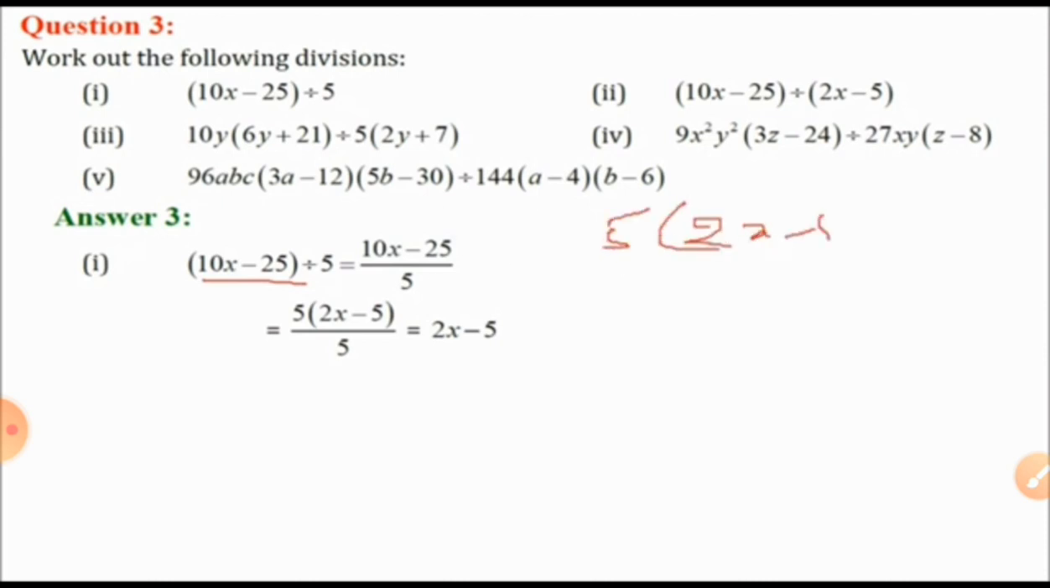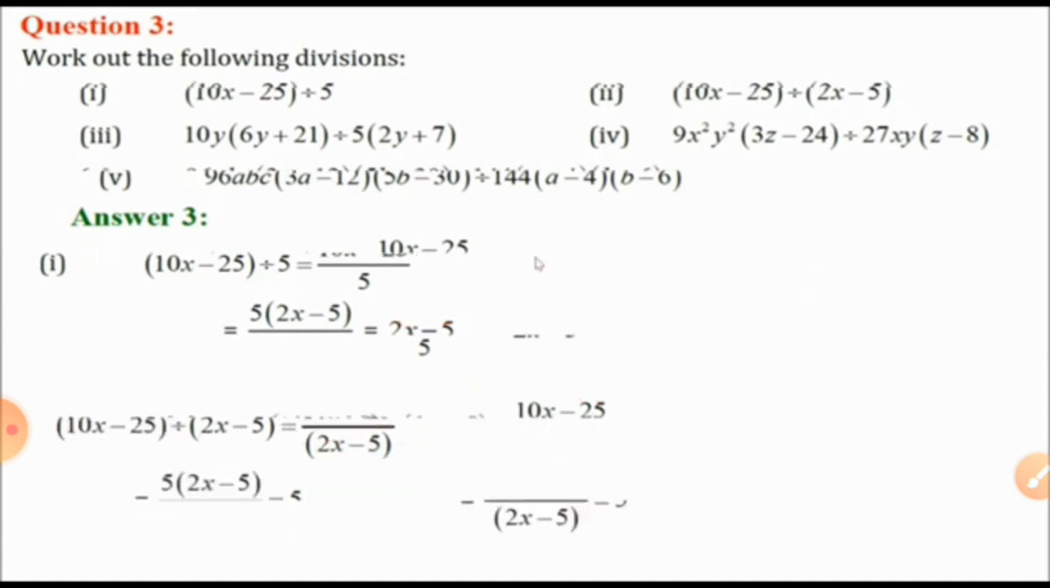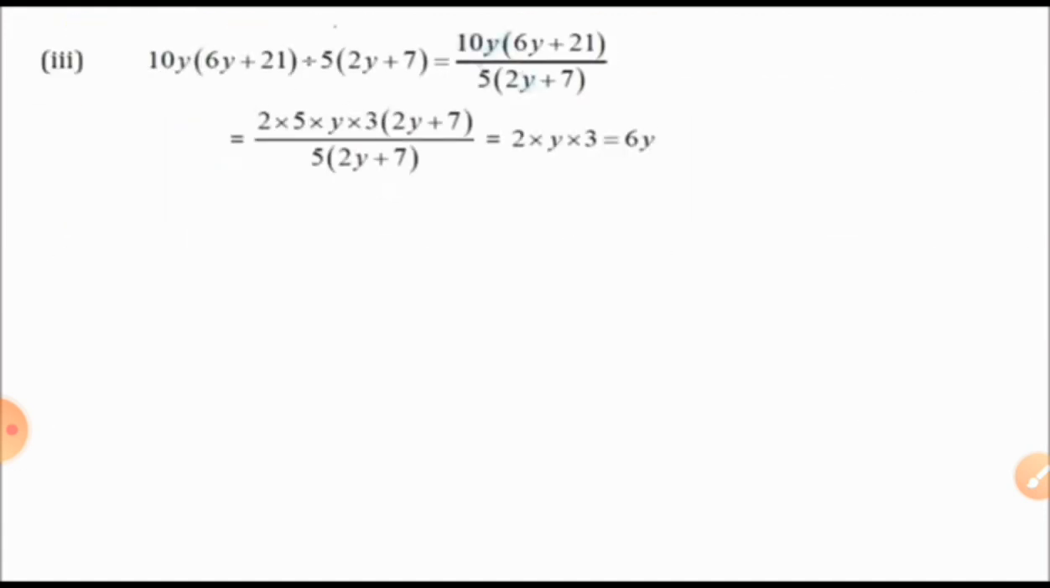Yes. So same way here, both the numbers are divided by 5. Or you can take out one common. 5 will cut. What is left? There is a 2x minus 5. 10x minus 25 divided by 2x minus 5. First of all, take out the one common, 5, then 2x minus 5 and 2x minus 5 will cut, and the 5 will be the answer. It's such a simple question.